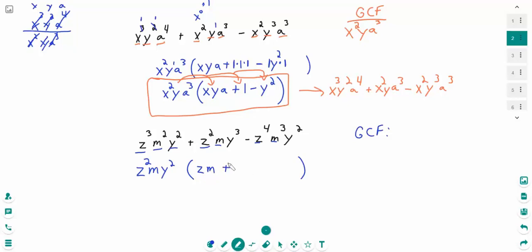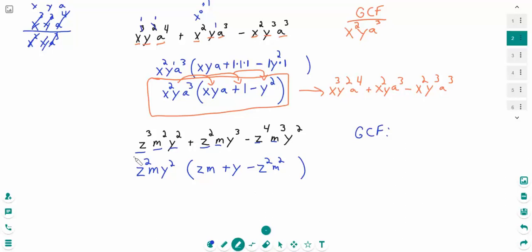Then we can continue with our plus sign. z squared will cross out and give us a 1. m will cross out and give us a 1. Now, y squared, we're going to take away 2 of these y's from y cubed, and we're left with just 1 y. So we end up with 1 times y, which is just y. And then we have our minus. z squared from z to the fourth will be z squared. m to the third is m to the second. y squared, that's just going to give us a 1.